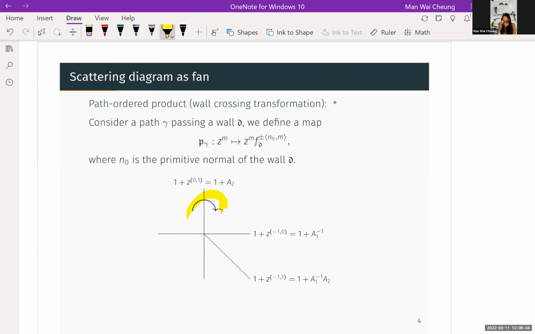We have a path, sorry, I keep on flipping the notation. We want to have a path going through the walls. And by the way, do let me know if I'm running a bit too fast on this part, because I imagine most of you have gone through the notation already. But let me know, I will pause. I have this path going over this wall.